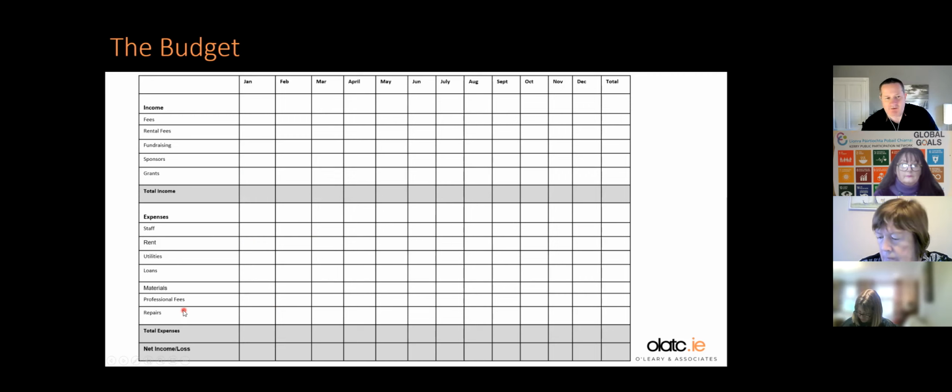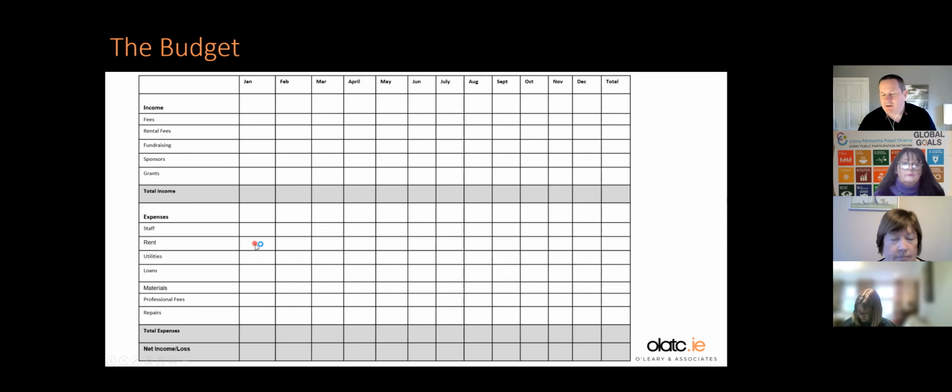So some groups maybe have their insurance payment once a year. They might pay 3,000 or 4,000 euros in insurance, and it's a one-off payment. That's a big hit in your cash flow for that month. Look, can you spread it out over a number of months, so you reduce the impact on your cash flow? See, can you make some savings on things like utilities? Shop around. Professional fees, shop around.